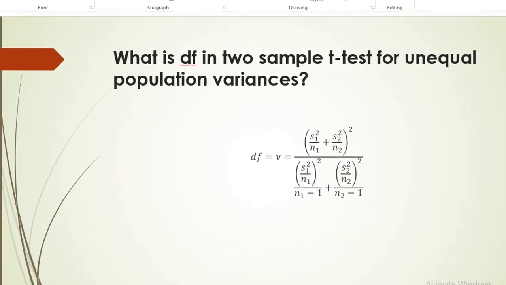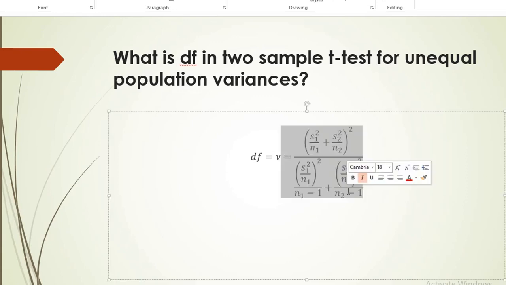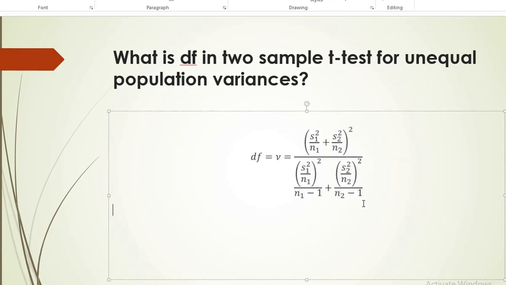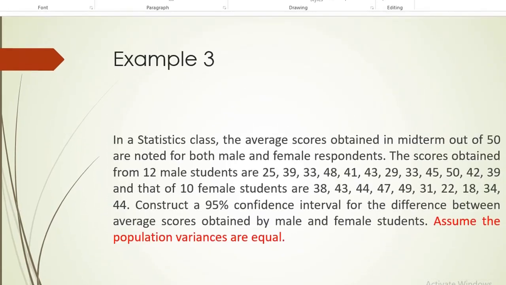Now what's the degrees of freedom in the two sample t-test for the unequal population variances assumption? Here is a very complex formula to calculate the degrees of freedom for the table value of t. So coming to our example 3.